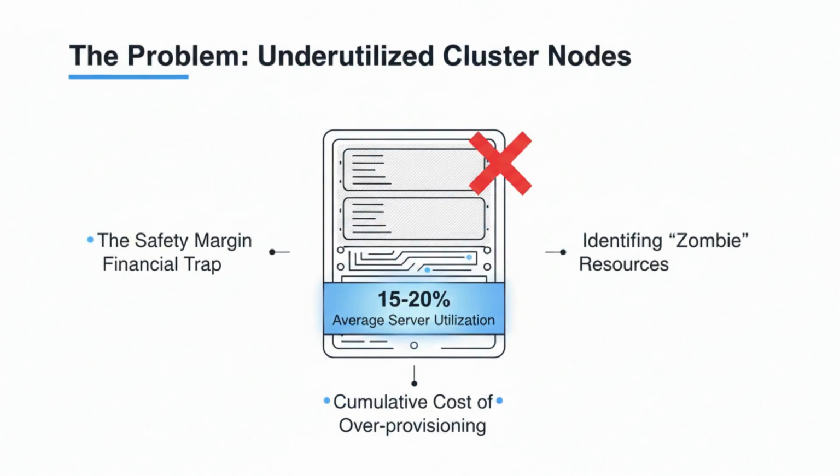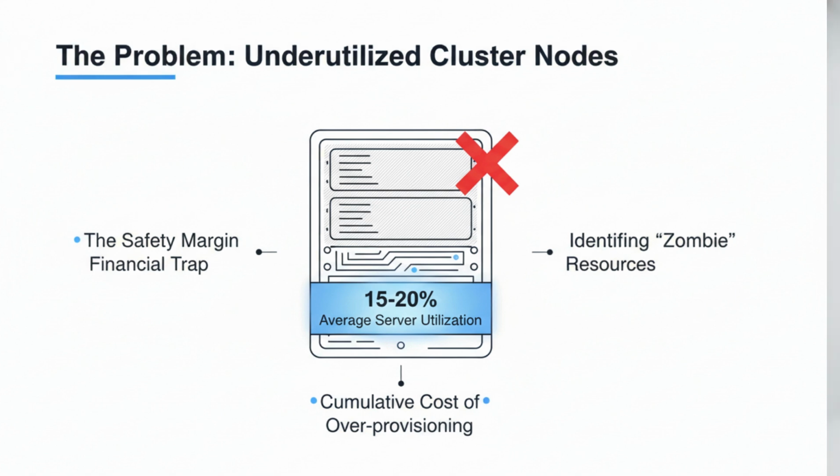The challenge for many entrepreneurs is the safety margin trap. We over-provision server capacity to avoid downtime, but this leads to massive waste. Statistics show that the average enterprise server runs at only 15 to 20% capacity. In a cluster environment, having multiple nodes running at these low levels creates a cumulative financial drain. Imagine paying for a 10-bedroom office while only using one desk. We need to identify these zombie resources, nodes that are active and costing money but performing almost no meaningful work. Identifying these gaps is the first step toward building an ultra-scalable system.